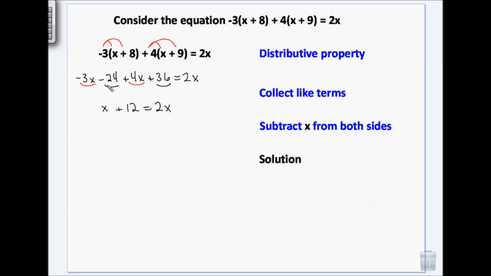Now, if there are letters and numbers on both sides of the equation, you have a choice as to which one you move. But in this case, I only have variables over here, so I have to move this x. So what I'm going to do is subtract it from both sides. I'm going to get 12 equals x.